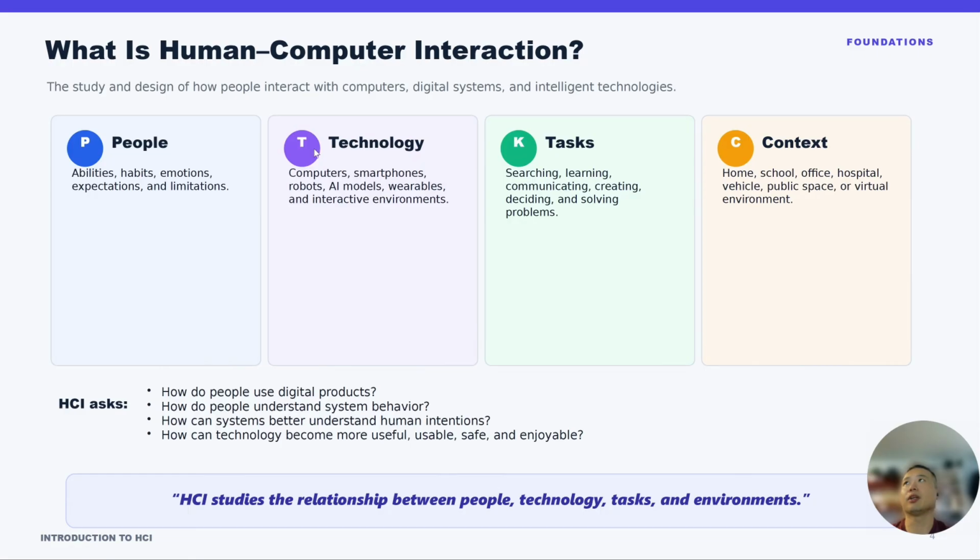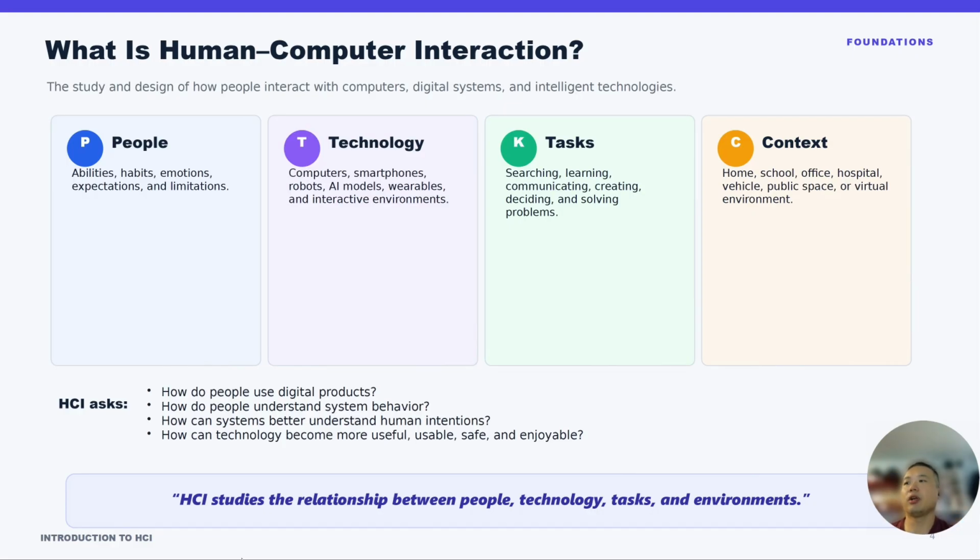So back to the main topic: what is human-computer interaction? It is the study and design of how people interact with computers, digital systems, and intelligent technologies, how people interact with and use the computer, and also how the computer gives feedback to the human. The whole cycle is called HCI, human-computer interaction.